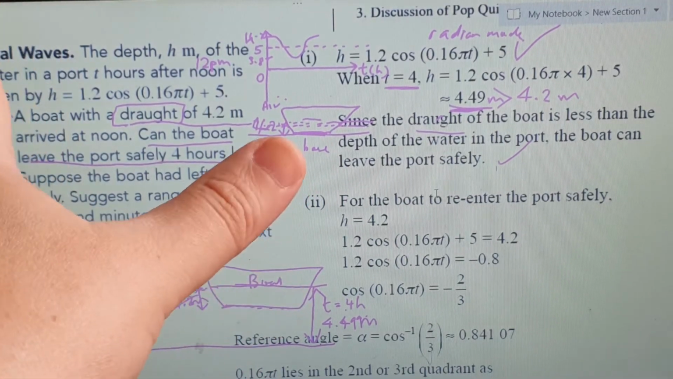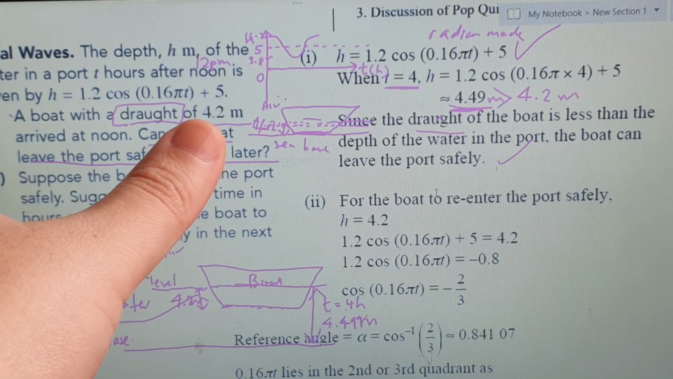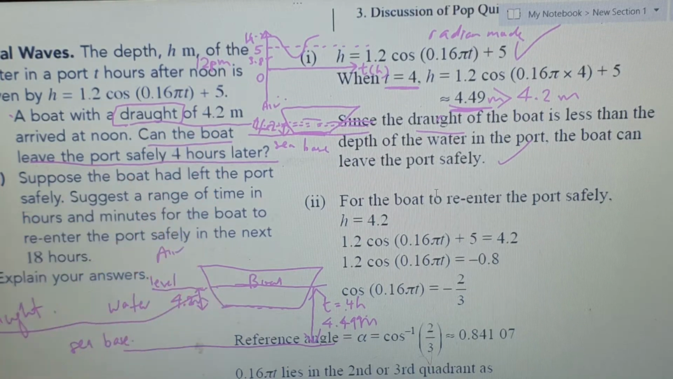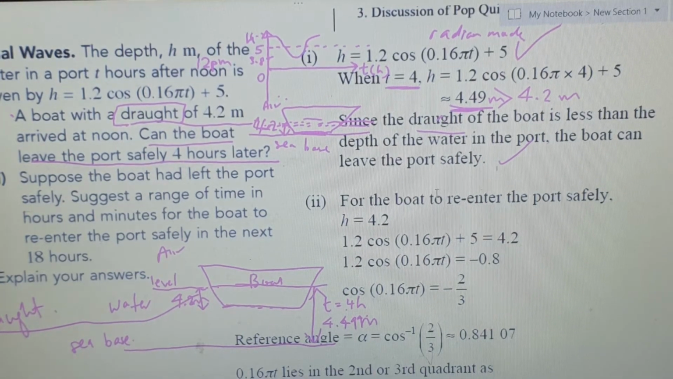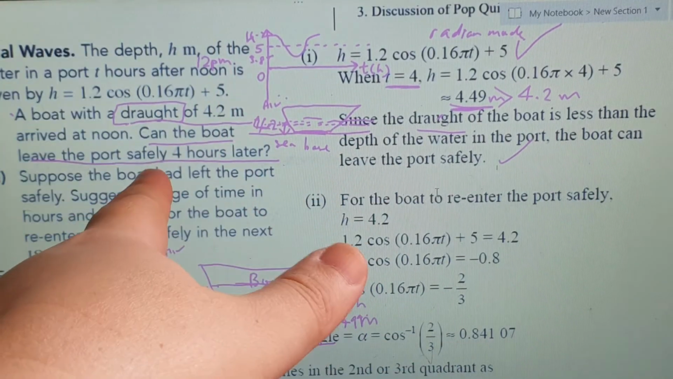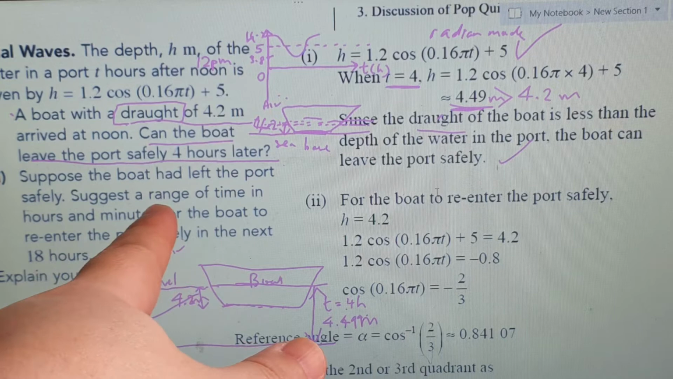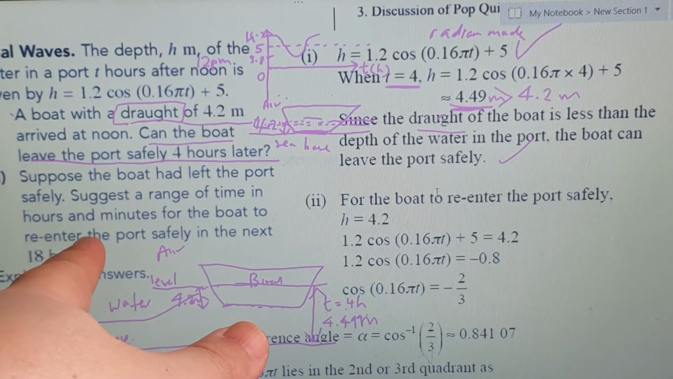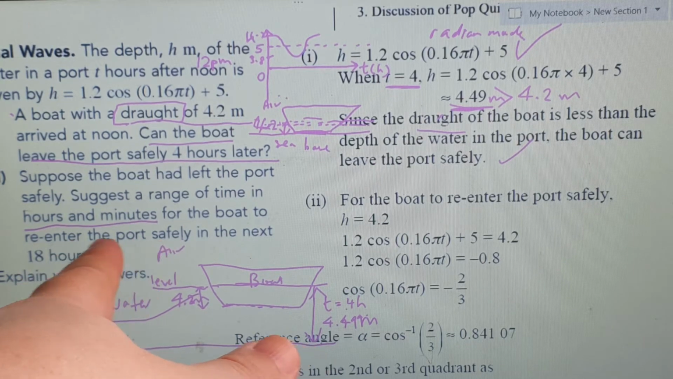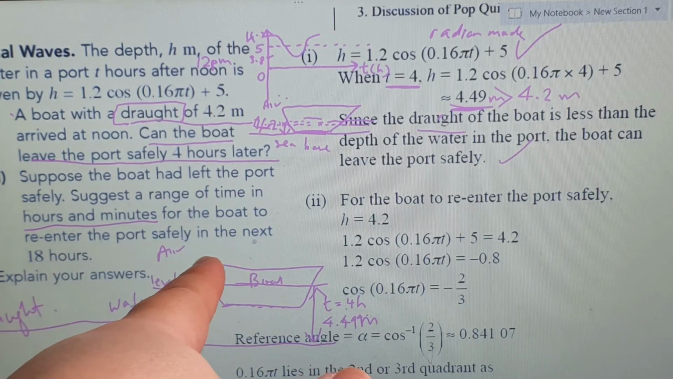So this particular topic, this section of 11.6, is on application. Later you will see maybe some R formula or whatever, but it's an application question. Now suppose the boat had left the port safely, that means left the port already after 4 p.m. Suggest a range of time in hours and minutes. So your answer later must have hours and minutes for the boat to re-enter the port safely in the next 18 hours.